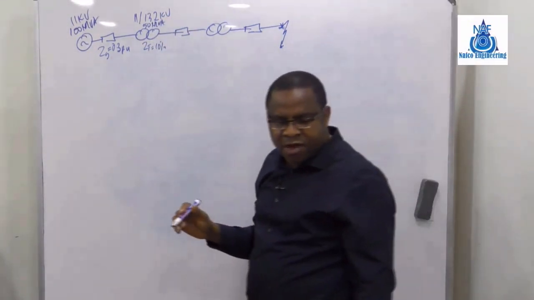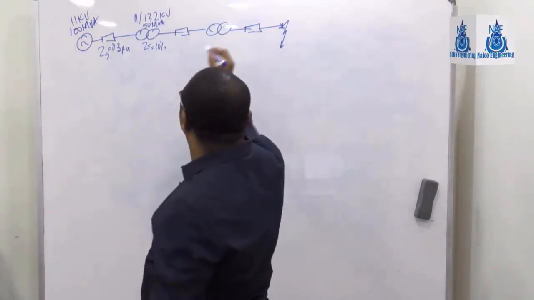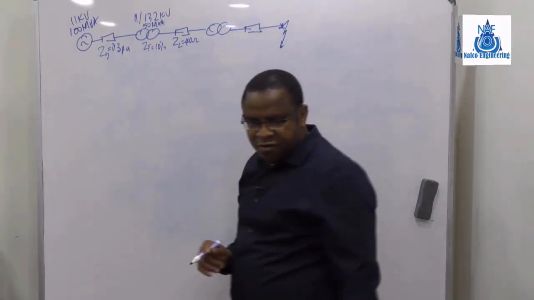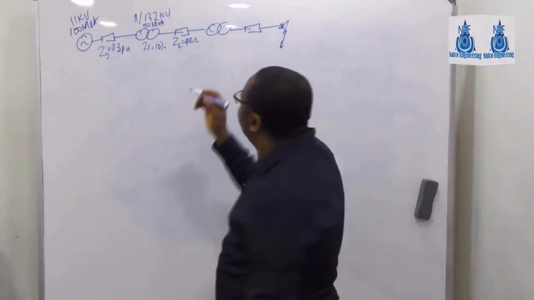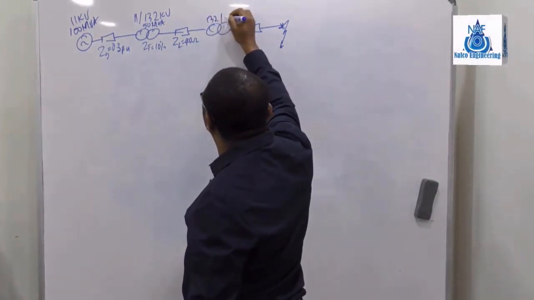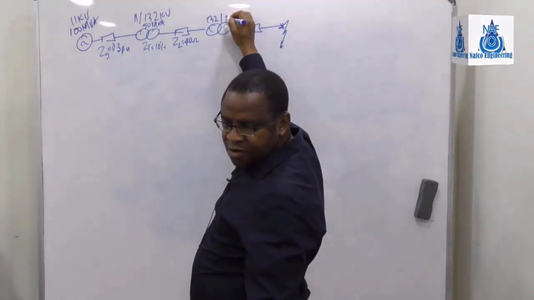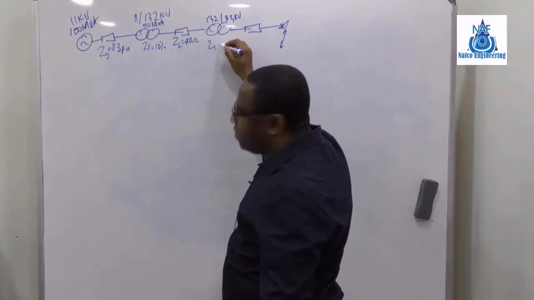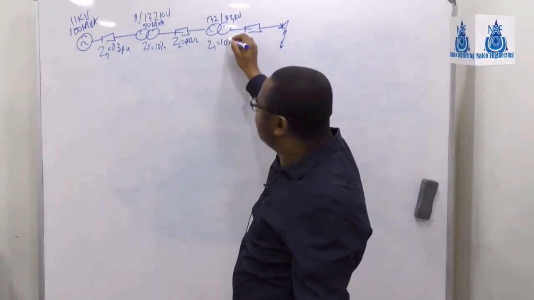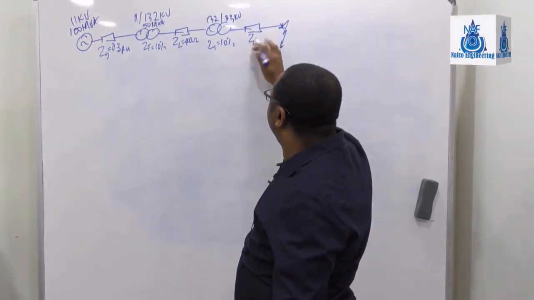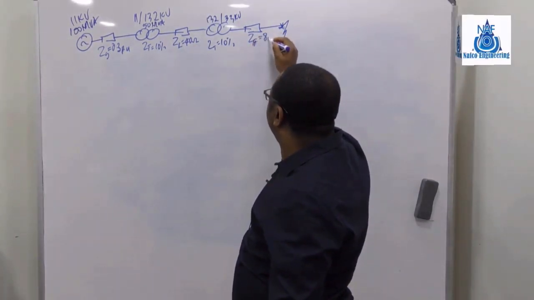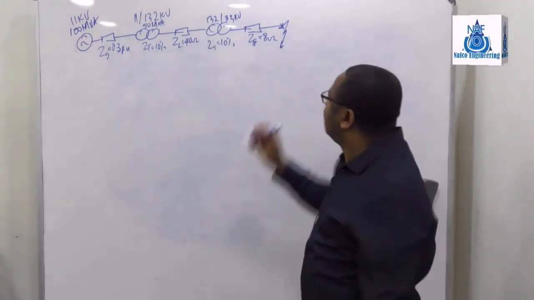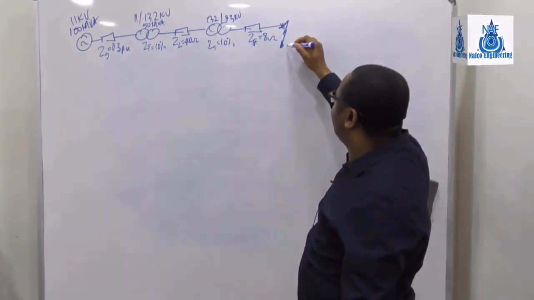And then you have overhead line, which is in ohms. Z of the line is 40 ohms. And then we have here 132/33 kV. And the Z is 10%. And this Z feeder is 8 ohms. So you are asked to calculate the fault. What will be the fault current here?